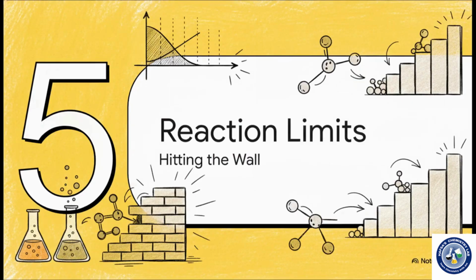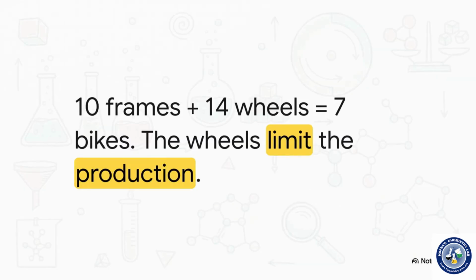Which brings us to our final stop, Section 5, Real-World Reaction Limits, or hitting the wall. So we've spent a lot of time today on perfect, theoretical equations. But real-world reactions rarely feature a perfect one-to-one swap. To understand this, let's think about building bicycles. Imagine you're working at a factory. You have 10 bike frames, and you have 14 wheels. How many complete bicycles can you build?